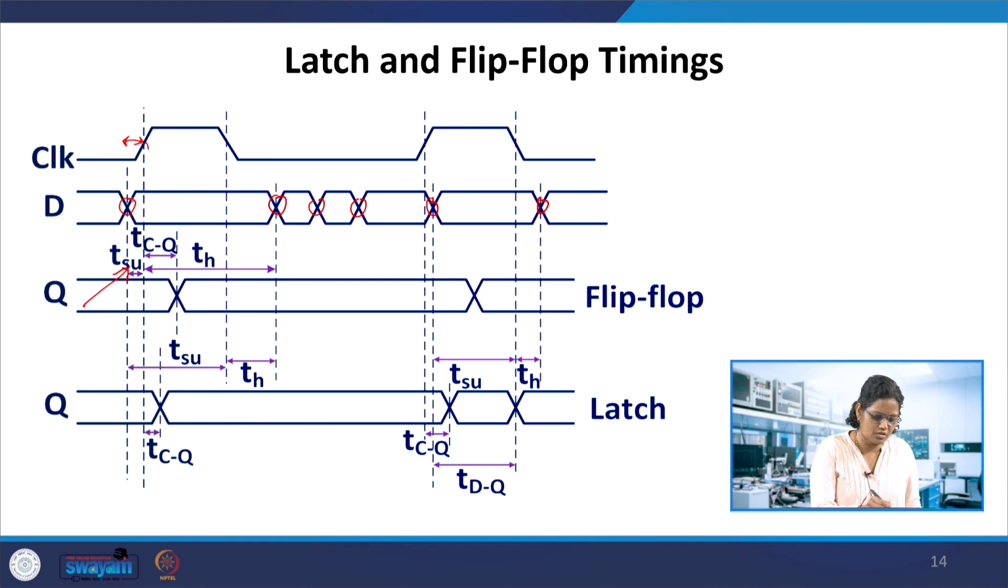For the clock to Q delay, the change which is sensed here is passed on to Q, and that is the clock to Q delay. This is the delay involved. So the setup time, hold time, and clock to Q delay for the flip flops are the same as what we had seen. Whereas for latches, this is the enable of the clock; when it becomes 1, the data change is reflected here.